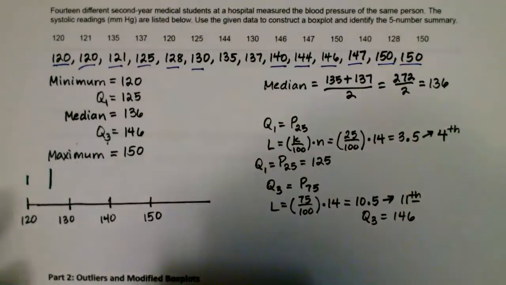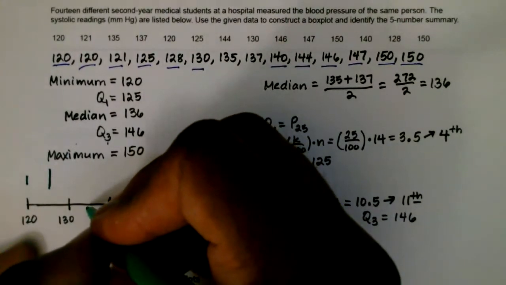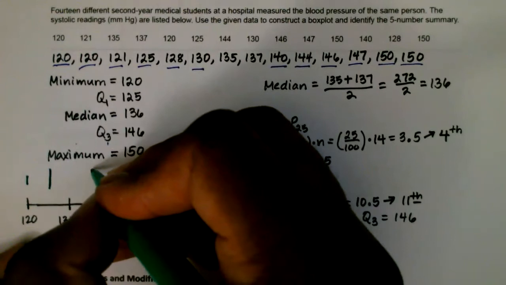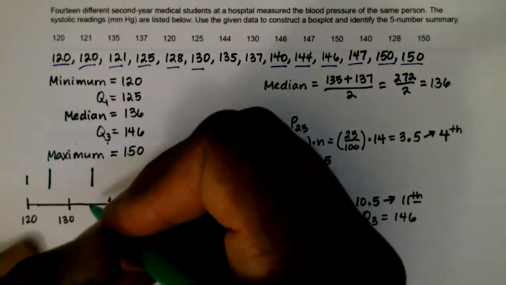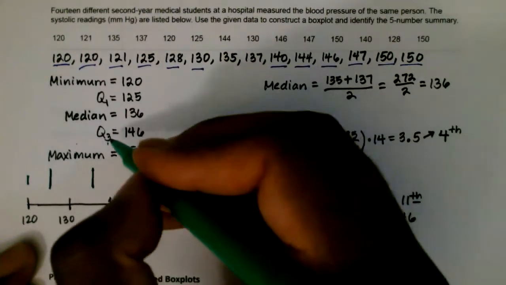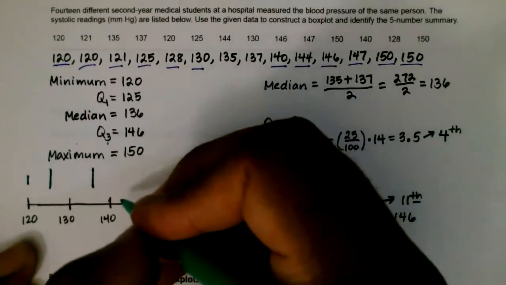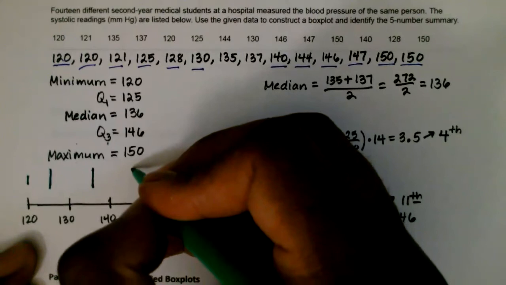The median is 136. Let's see. I'll put it about right here. Draw that bar that's equal to the one for the Q1. 146 is Q3. It's about right here.